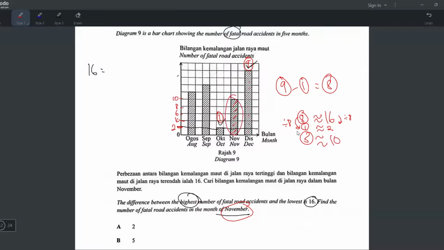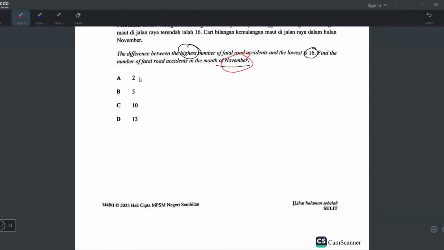It is 10. Or you can look here as well. 1 to become 5 you multiply by 5. 2 to become 10 you multiply by 5 also. So you get 10 also. So the November one is 10. So the answer is 10. Let's scroll down and pull out the answer. Yes, there is answer C.